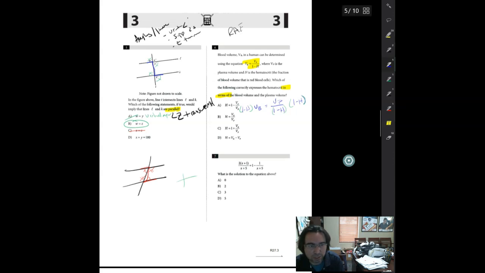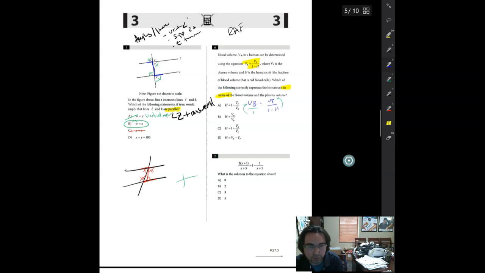You know what? I don't really like that. I can do it like that, but I don't really like it like that. You know what I'm going to do is I'm just going to flip this thing around. So VB is equal to VP over 1 minus H. And so what I'm going to do is essentially make that a fraction and flip these things around upside down.